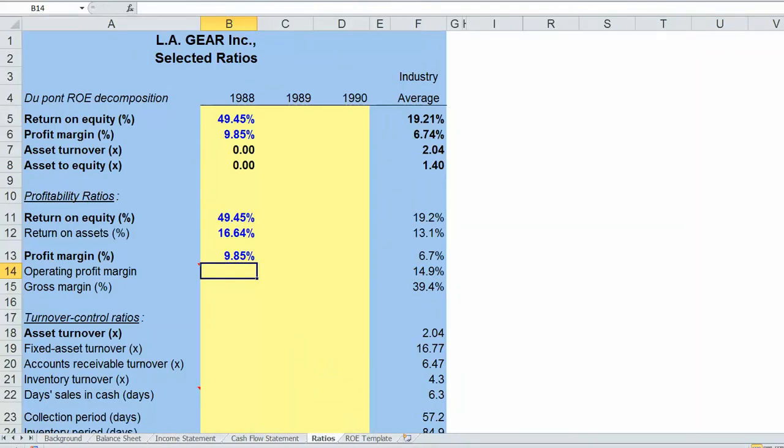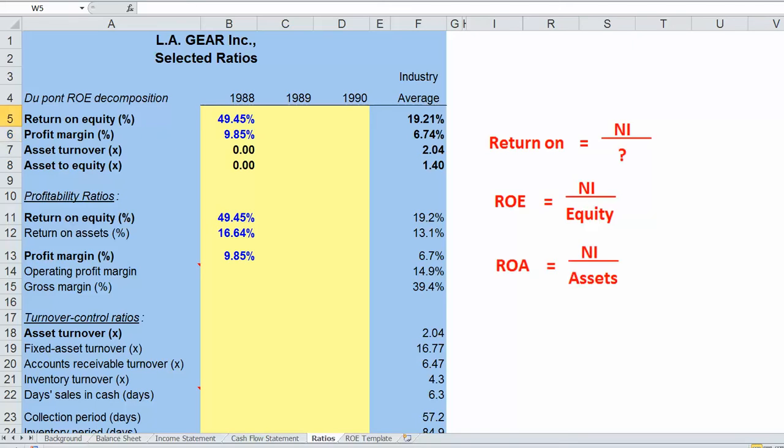Now, one of the things you might have noticed right now is that return on simply means net income divided by something. It could be net income divided by equity, which would be our return on equity. It could be net income divided by assets, which is our return on assets, or return on sales or profit margin, which was our net income divided by sales.